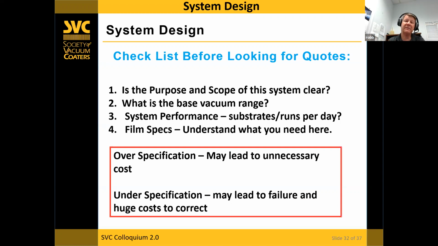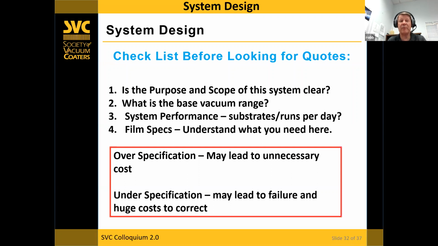How do I define the system's performance? How many substrates do I want per day? What constitutes a good film? What constitutes a bad film? What qualifications am I going to put there to make sure that I make good product at the end of the day? And the idea here, and it's a very important idea, is that over specification of a vacuum system might lead to unnecessary costs.